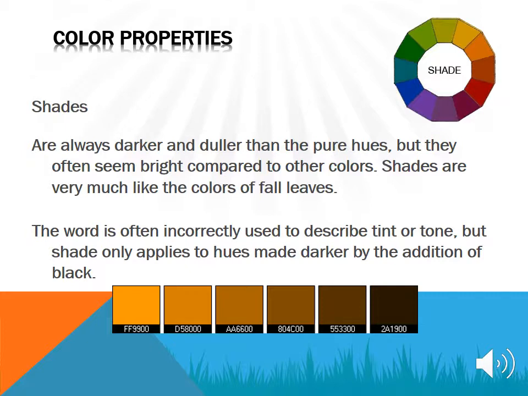Shades. Shades are always darker and duller than the pure hues, but they often seem bright compared to other colors. Shades are very much like the colors of fall leaves. It is a pure color added with black. The word is often incorrectly used to describe a tint or tone, but shade only applies to hues made darker by the addition of black. And you can see in the scale the different amount of black added to the orange color.